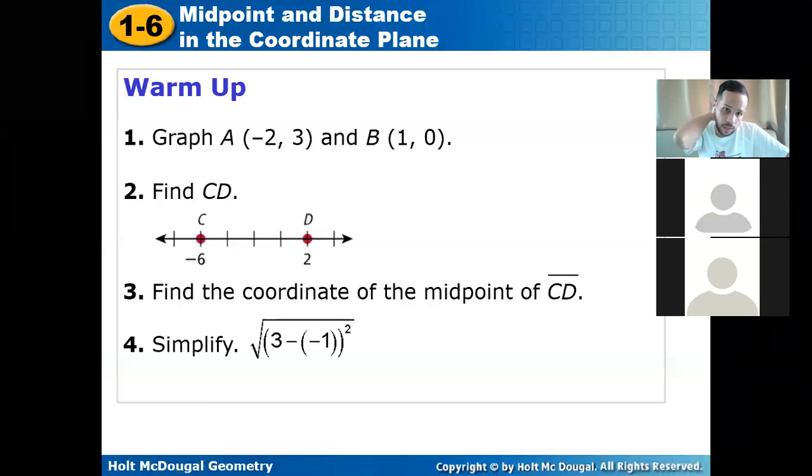So these are things that you're supposed to know, okay? You're supposed to know how to graph coordinates, okay? And you're supposed to know, number 4, how to work with a square root, okay? So we're gonna see that in the lesson, okay?